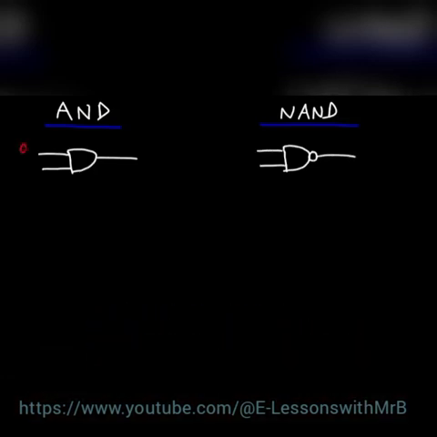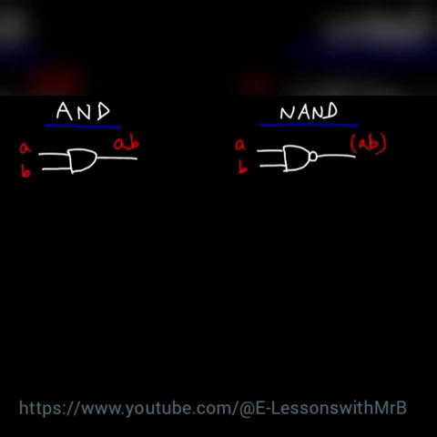So let's say this is input A and this is input B. The output of an AND gate, we said it's A times B. For a NAND gate, it's going to be the complement of A times B. Now remember, the complement of a 0 is 1, and the complement of 1 is 0. Now let's look at the truth tables for these two types of gates.